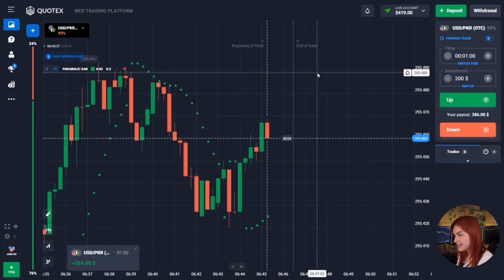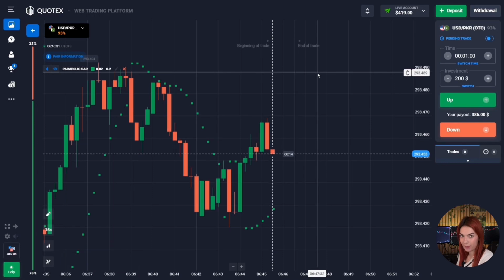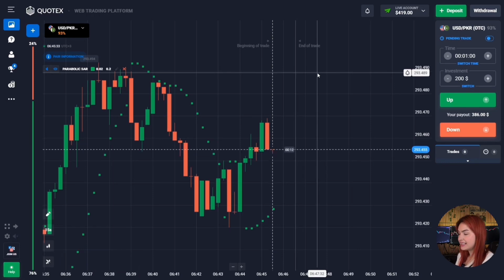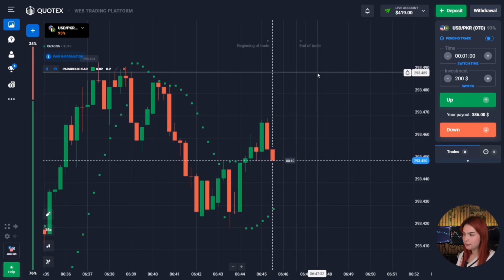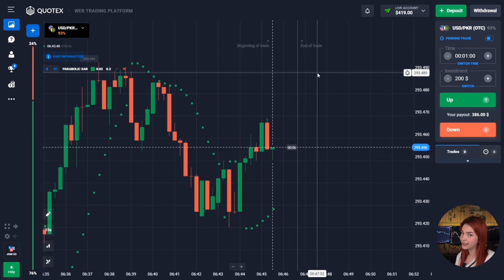So guys, that's amazing. As you can see, the price is showing growth and our deal is closing above the entry point. Guys, this is how we got the profit here, and I suggest that we continue our trading session and we'll find another situation on the market.